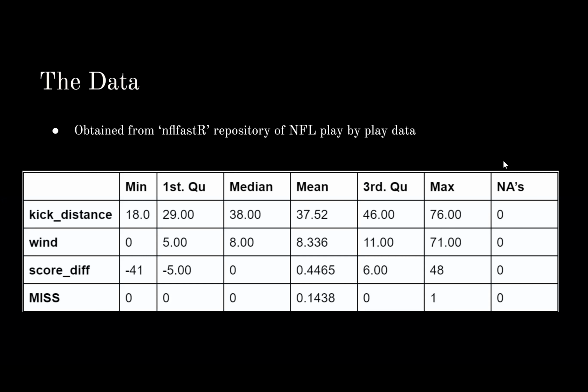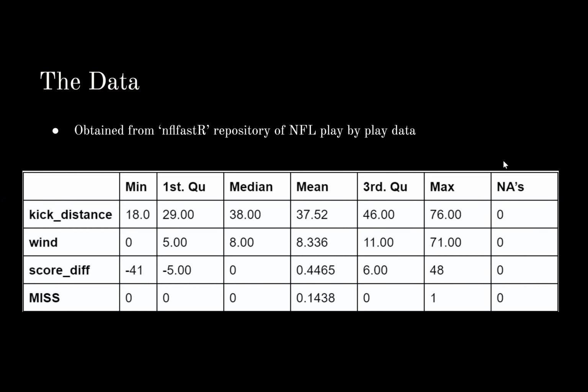So my data was obtained from the NFL Faster repository of NFL play-by-play data. The repository has play-by-play data dating back to 1999. However, in my analysis, I use data from 2008 to 2020, and this is because 2008 is the first year that environmental variables were introduced, such as weather and wind speed.